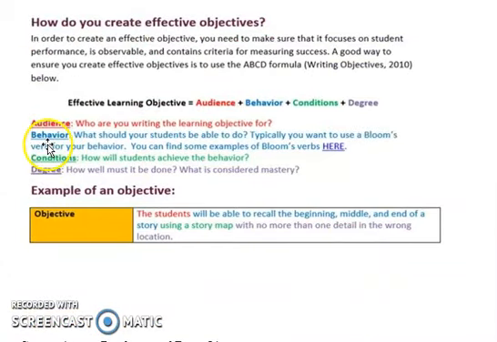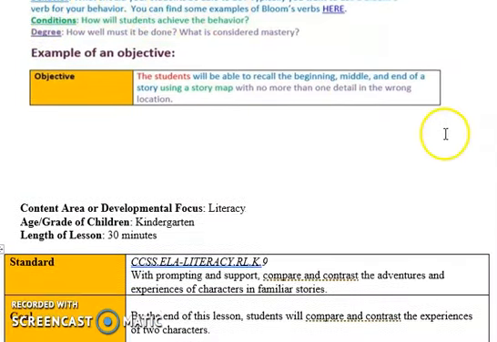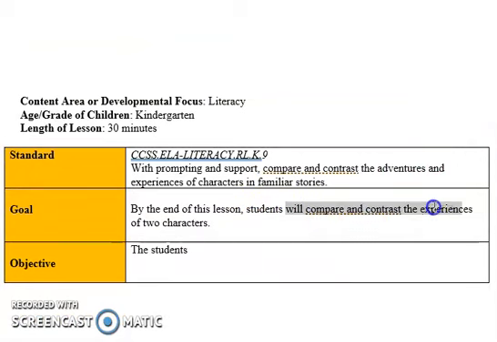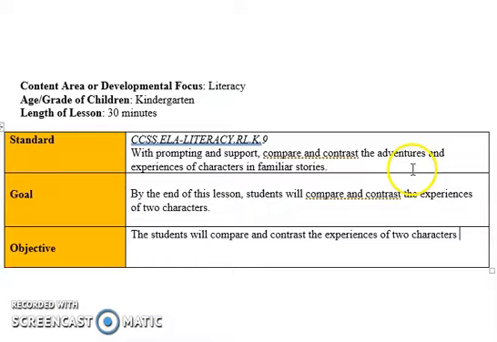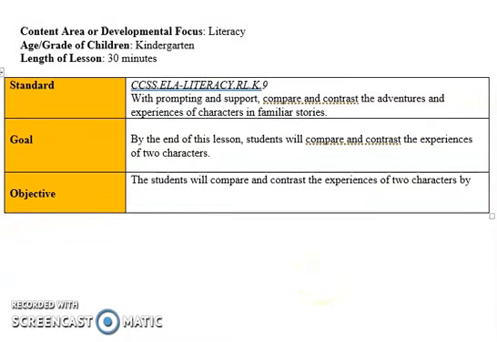B is behavior, what should they be able to do? Will compare and contrast the experiences of 2 characters. C is conditions, how are they doing it? By gluing 10 pictures on a Venn diagram. And D is degree, how well must it be done? With no more than 2 errors, or with 80% accuracy, because that's the same thing.